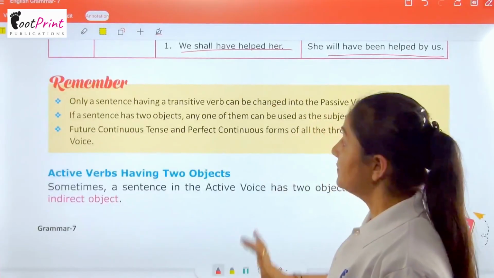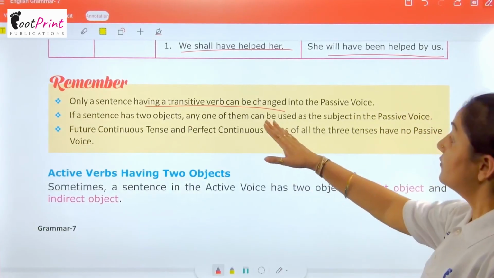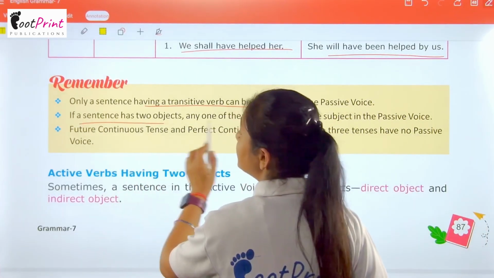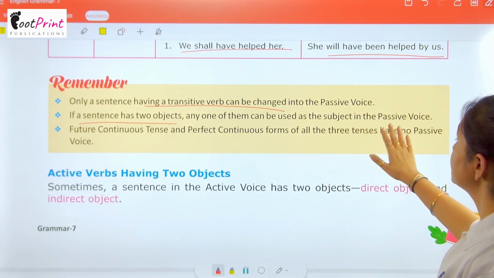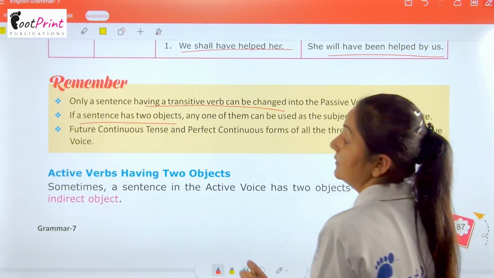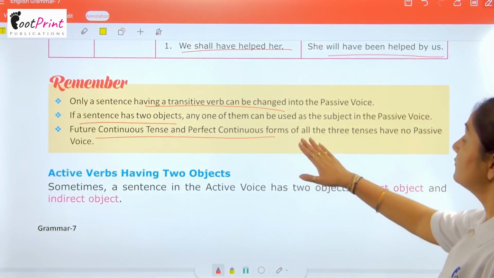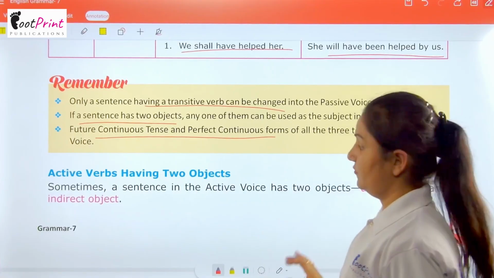Students, you have to remember, only a sentence having a transitive verb can be changed into the passive voice. If a sentence has two objects, any one of them can be used as the subject in the passive voice. Future continuous tense and perfect continuous forms of all three tenses have no passive voice.